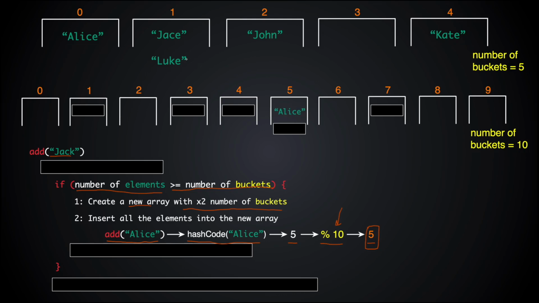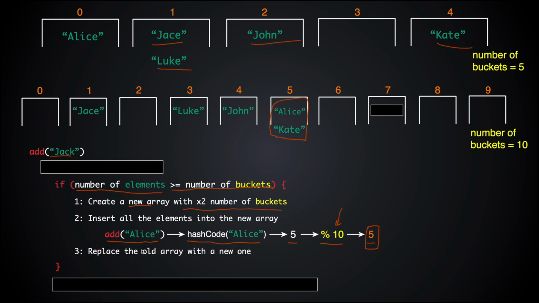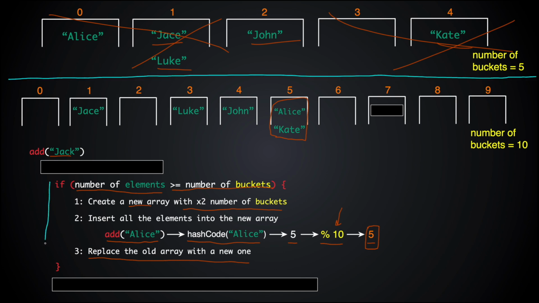And then we do all the same with the other strings in our hash set. For example, Jace goes here, Luke goes here, John goes here, and Kate goes here, meaning some collisions, of course, can still happen. After we filled our new array, we simply replace the old array with a new one, meaning we just forget about our original array, and we instead use the new one. After we did all this and expanded the size of our internal array, in order to add the name Jack, we simply do everything the same.